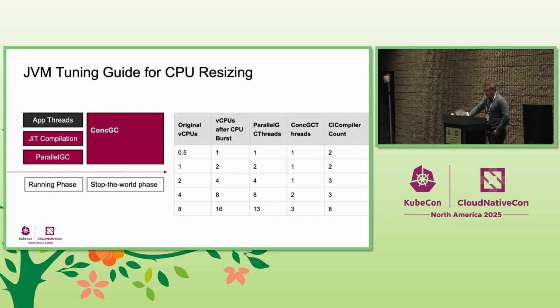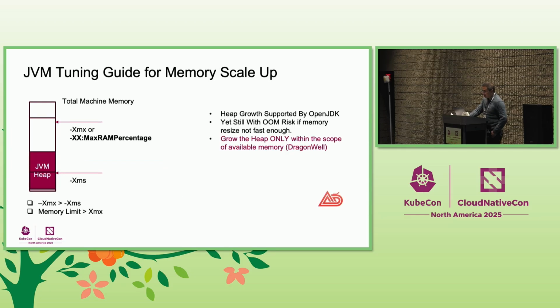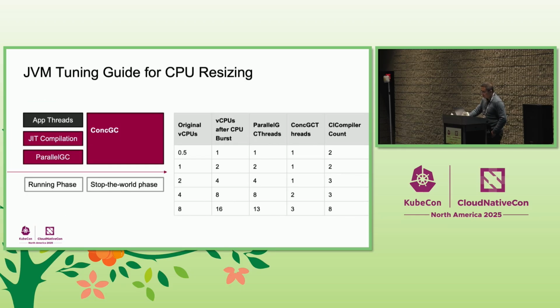Now let's go to the second part. Because in e-commerce, a lot of Java applications are used, we have provided some tuning guide for the JVM to better utilize in-place pod resizing. When we apply instant pod resizing to a Java application, JVM parameters must be tuned to match the vCPU after resizing. Otherwise, the JVM may not be able to utilize the updated CPU effectively.